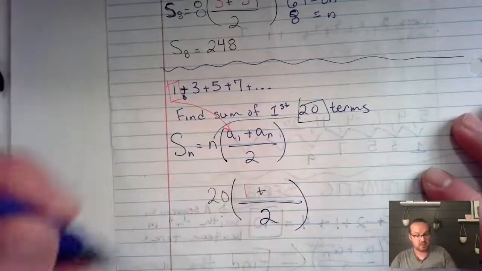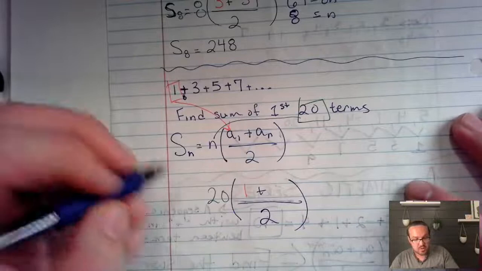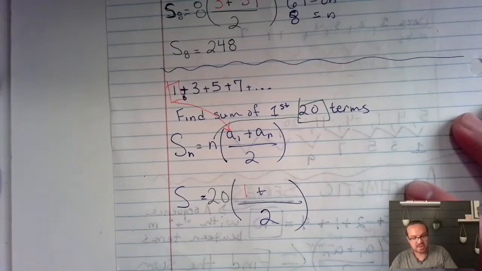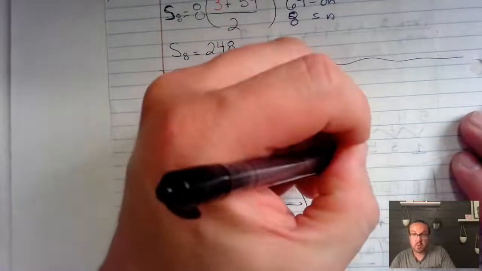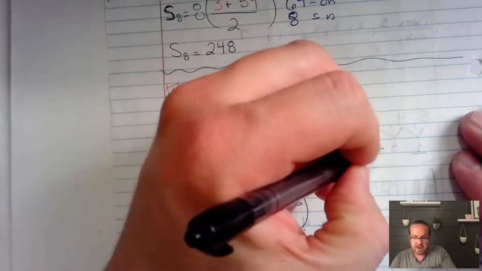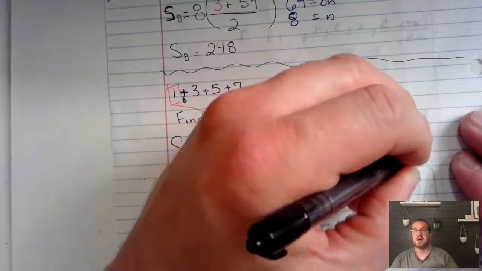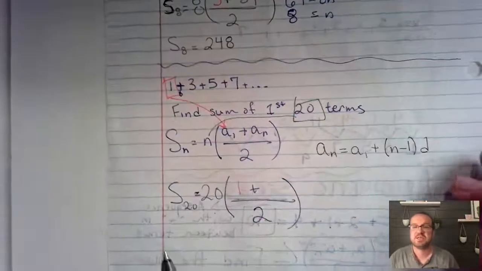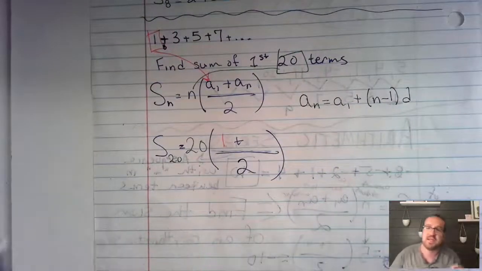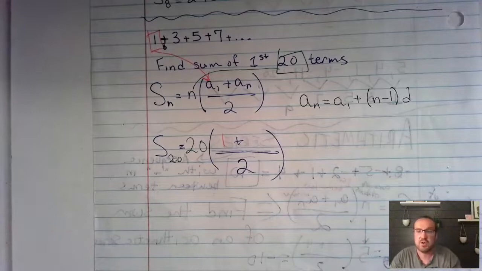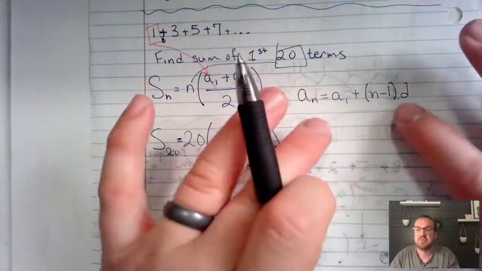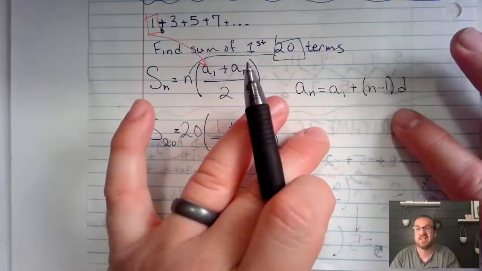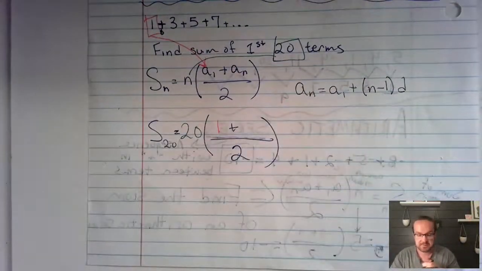Now here's what I don't know. I don't know what the actual 20th term is. So this might be a case where I come over here and use my a sub n equals a sub 1 plus n minus 1 times my common difference d. So these two formulas really work well together. If I don't have all the pieces of my summation formula, I can use my explicit formula that I was using really heavily in these past couple days and go from there.